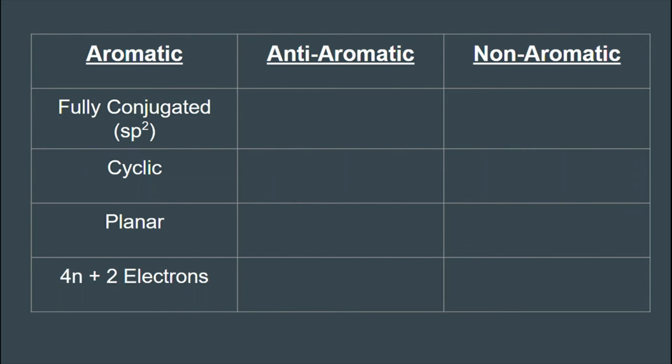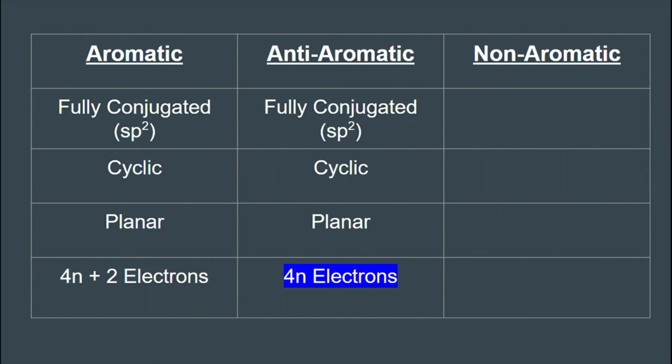For anti-aromatic, it still needs to be fully conjugated, the molecule still needs to be planar, and it still needs to be cyclic. However, where it differs is that it does not have 4n+2 electrons. Instead, it only has 4n electrons.